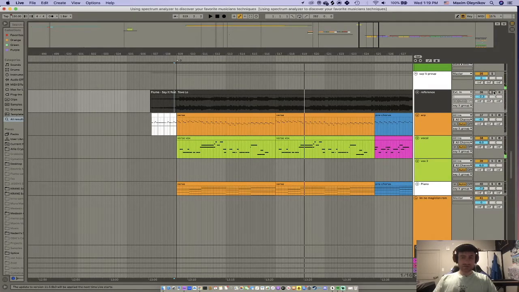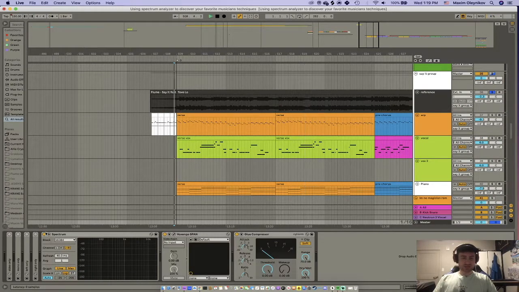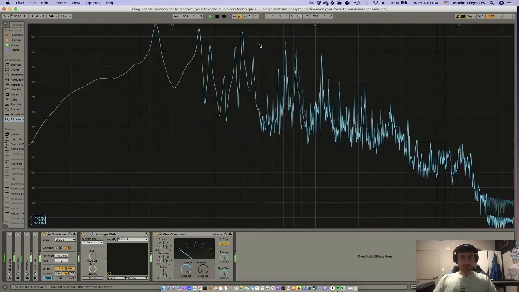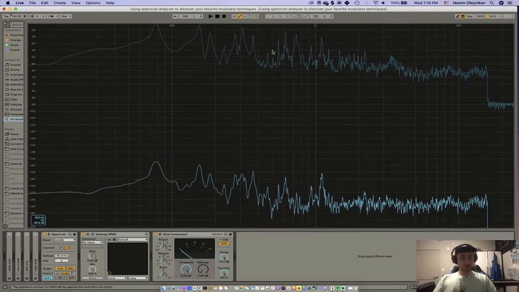I did the same thing I explained before. You have a spectrum analyzer. So first you have to identify where the voice is.